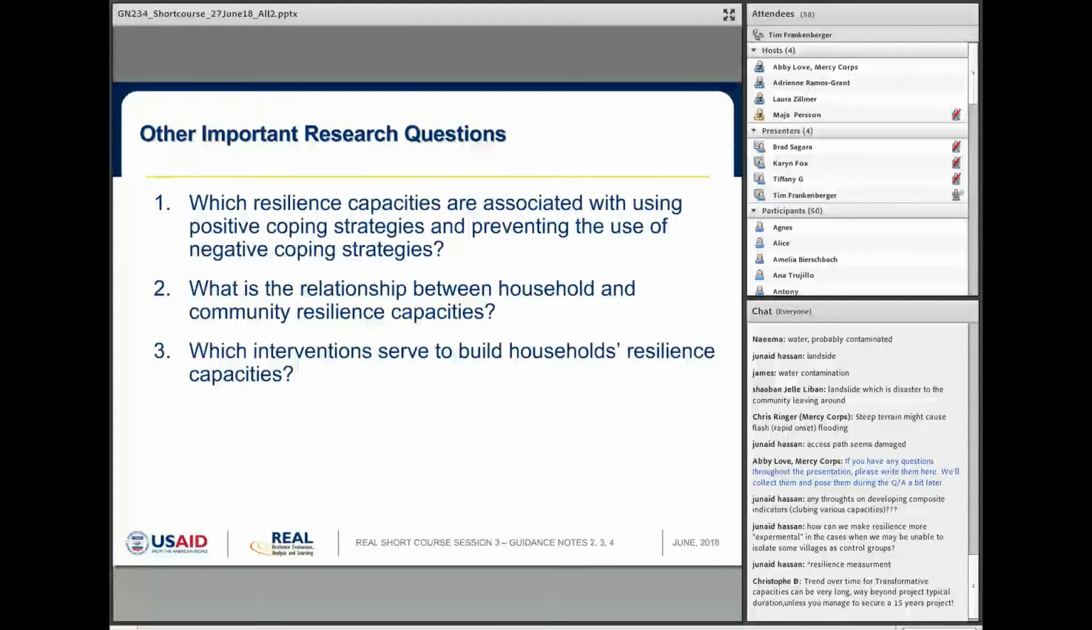We also want to know something about the relationship between households and community resilience. In other words, if a community is resilient, does that also mean that all the households in that community are resilient? And vice versa. If we have a number of households that are resilient in an area, does that mean the community itself is resilient? So we're trying to look at this relationship between these different levels. We also, as I said before, are interested in the interventions that serve to build household resilience capacities, so again, trying to inform programming going forward.